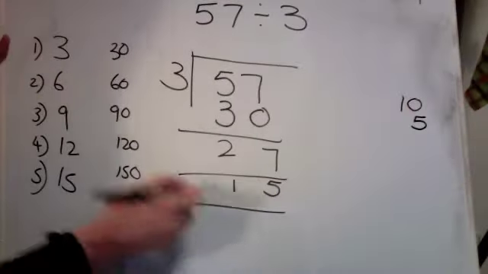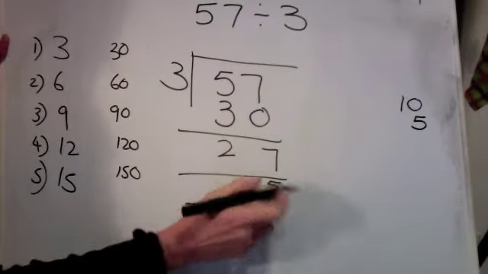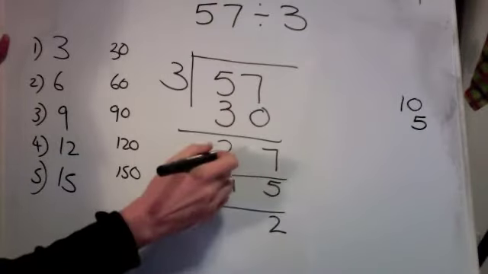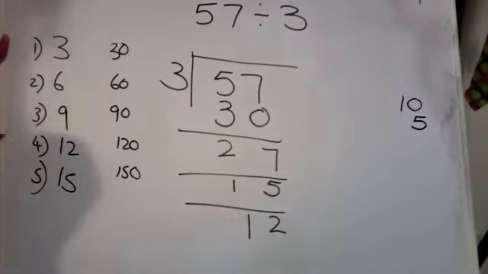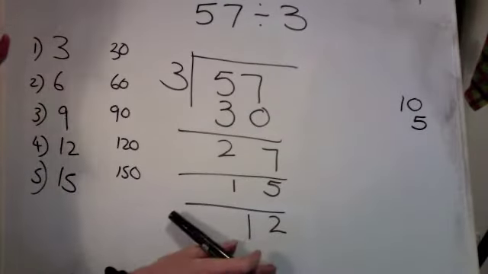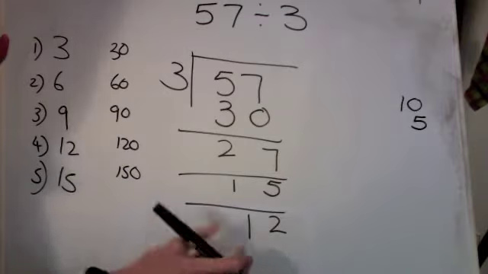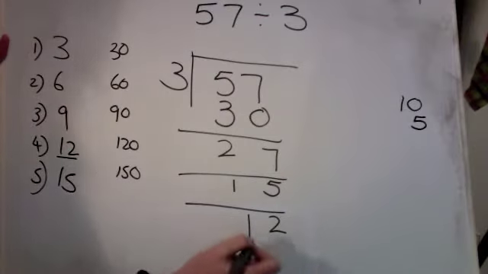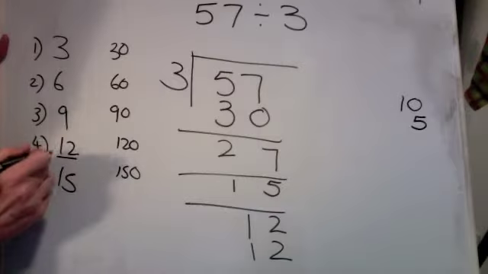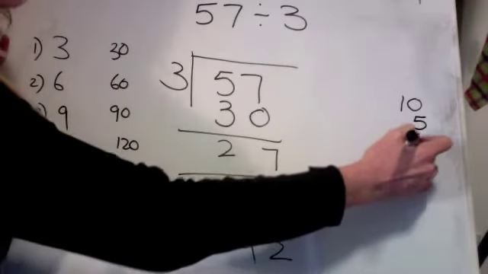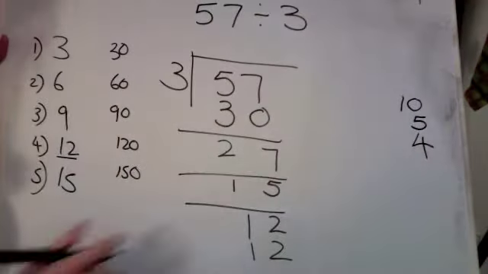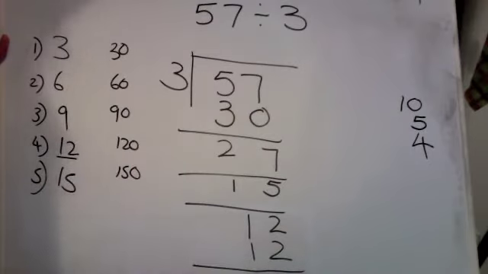So let's see what the remainder is. 7 take away 5 is 2. 2 take away 1 is 1. I've got 12 remainder. I'm looking for a number as close to 12 as possible without going over. And I've got 12 there. To make 12, I use 4 times 3. What's the remainder? Well, 12 take away 12 is nothing, so I've finished.